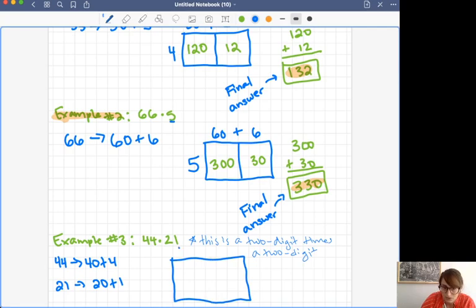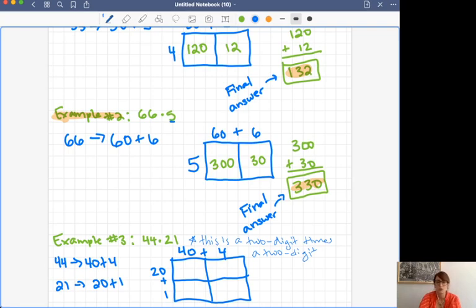So this one on the top, I'm going to write 40 plus 4 and draw a line just like we did before. But now the difference is that on the side, I'm also going to have 2 numbers because I have 20 plus 1. So I'm going to have not 2 multiplication problems like we did before, but this time we're going to do 4 multiplication problems. But they're all going to be pretty small ones.